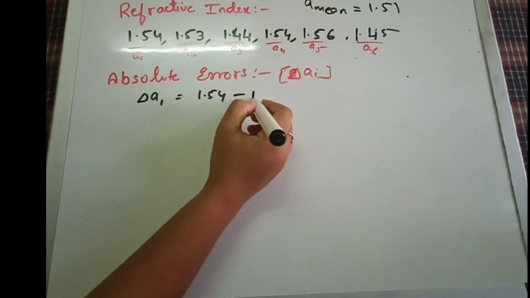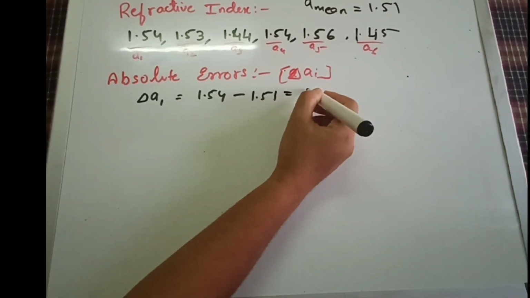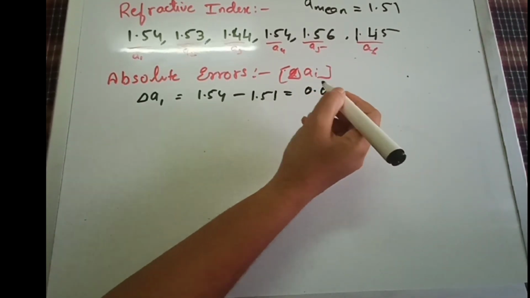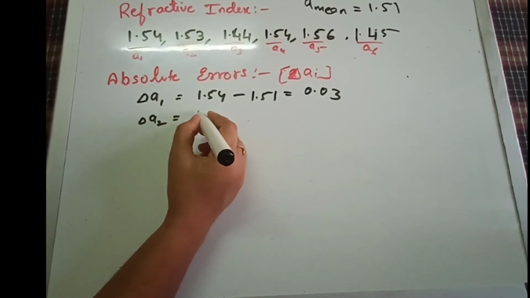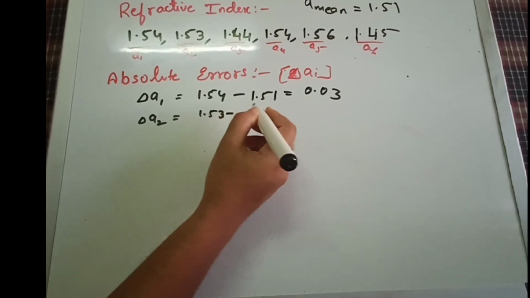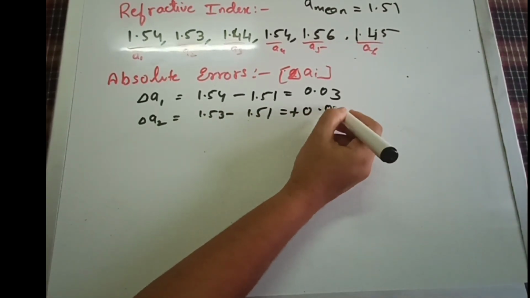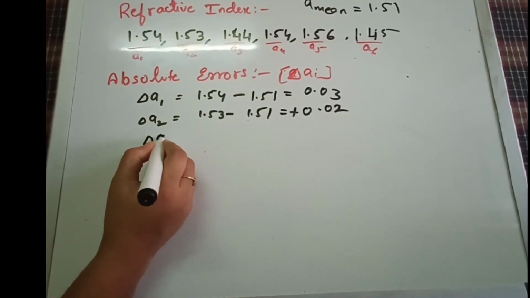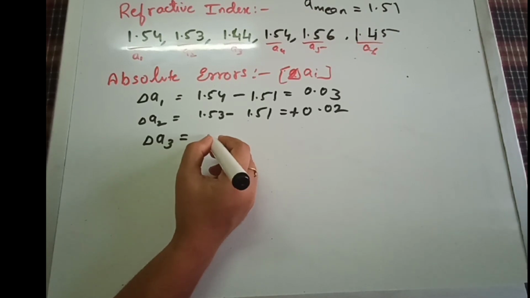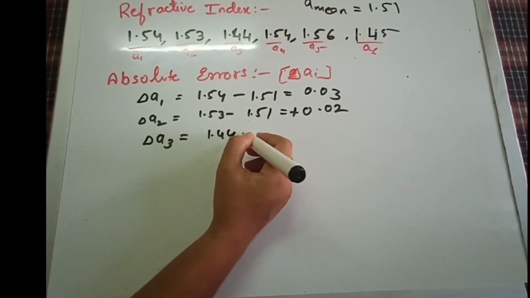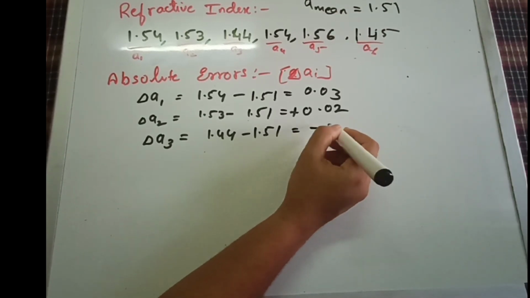So as per the formula, delta A1 is 1.54 minus 1.51, which is 0.03, and this is already positive, so I have not put the modulus symbol. Second reading, 1.53 minus 1.51. So basically, each value you are subtracting from the actual value 1.51, you are subtracting from each of these individual values. That will give you the absolute errors in each of the measurements.